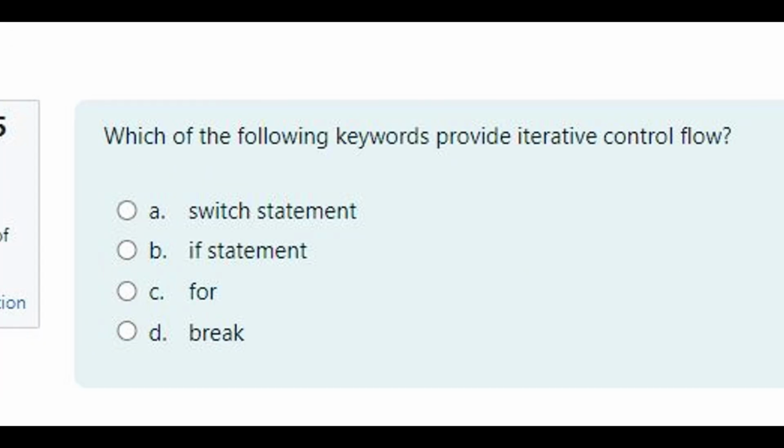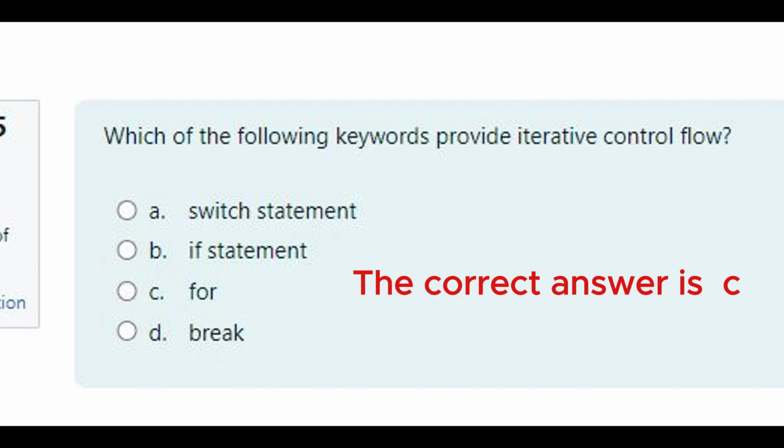Which of the following keywords provides iterative control flow? A. Switch statement. B. If statement. C. For. D. Break. Answer. C. For. Explanation. Iterative control flow refers to constructs that allow repeated execution of a block of code, looping. Among the options, C. For, is an iterative control flow statement that creates loops. It repeatedly executes a block of code a specific number of times or until a condition is met.